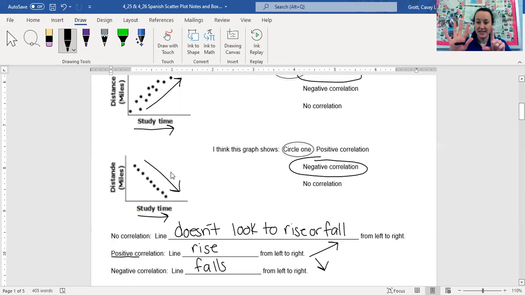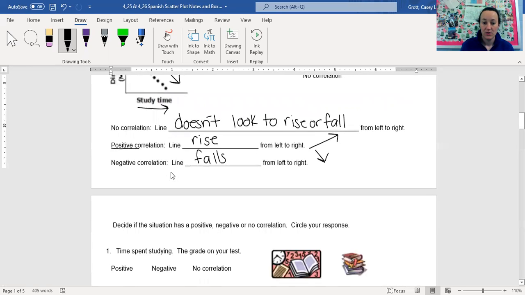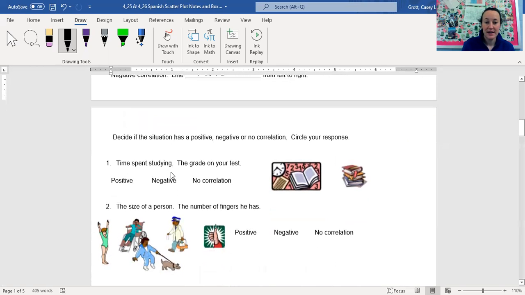You're going to have a total of 6 problems where I want you to guess what the correlation is. Decide if a situation is positive, negative, or no correlation. I want you guys to try to guess for me. What do you think is being shown? Time spent studying and the grade on your test. Would that be positive correlation, negative correlation, or no correlation? Circle one for me.